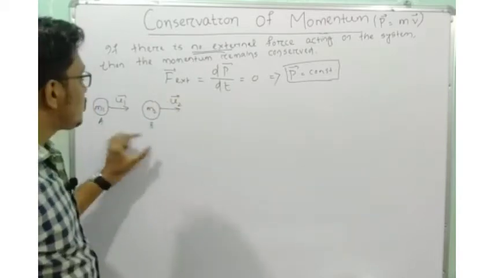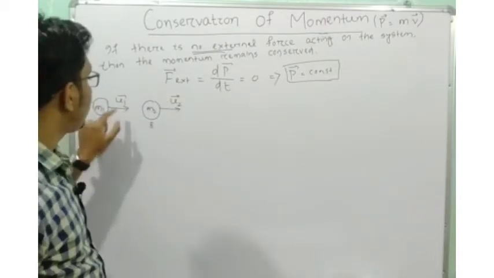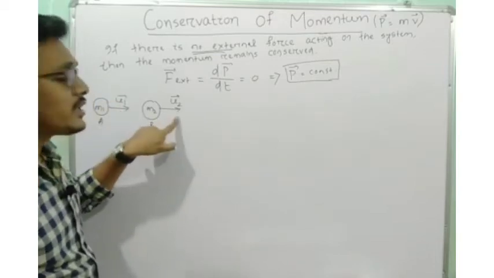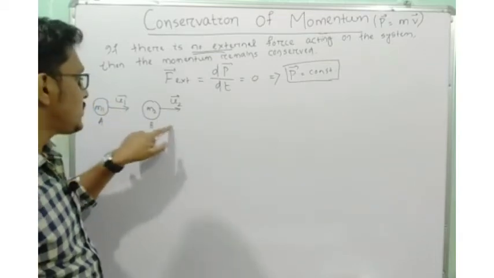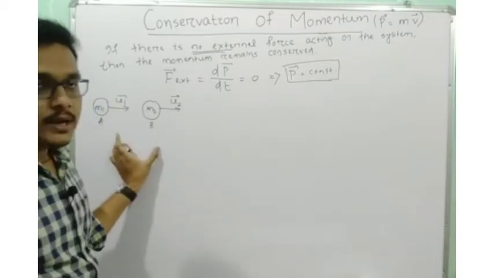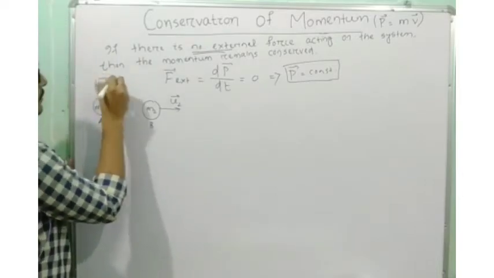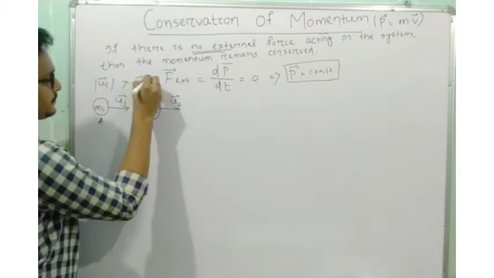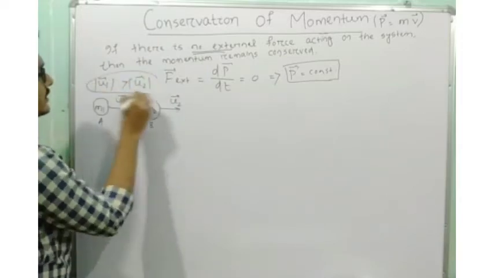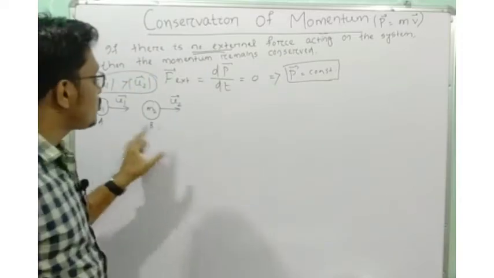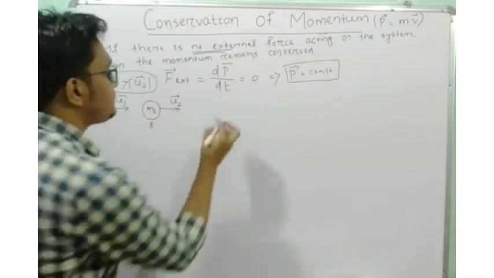These two particles collide when the velocity u1 is greater than the velocity u2. If they have the same velocity, then they will not collide. So here the assumption is that the magnitude of u1 is greater than u2. Now these two particles collide.